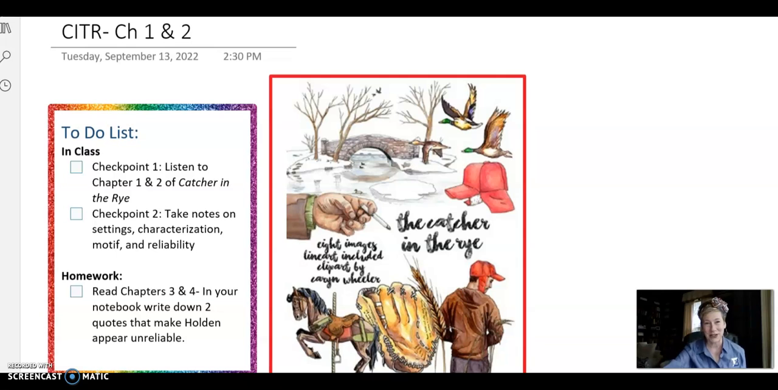Another source that we have in our suite of tools is OneNote. Ms. Pruitt, tell us a little bit about that.